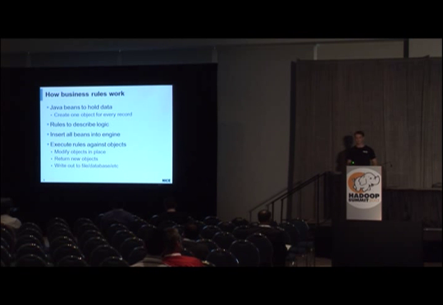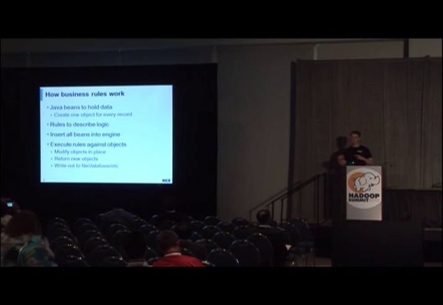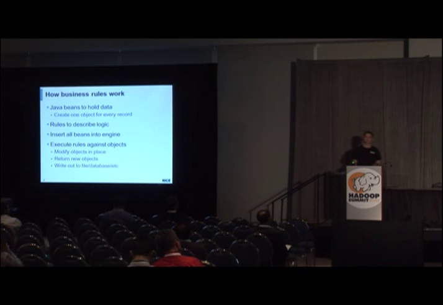On a more technical scale, the way this works is that you need Java beans to hold your data. You create these beans, you feed each record into its own bean, and then you write the rules to describe the logic you want to perform on these records. Usually the rules are pretty simple, and they're based around what beans you have. So you can do something like customer.getTotalInCart. Usually they're shorthand for the actual Java objects that you have. You stick all the beans into the engine, you stick all the rules into the engine, and then the rules get executed against those objects.